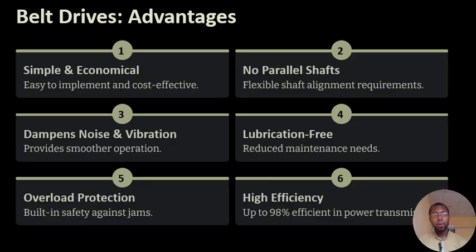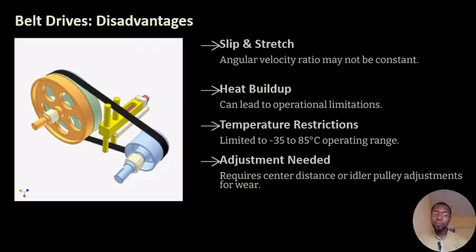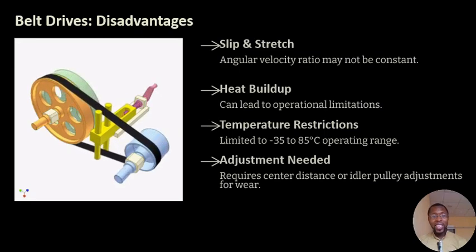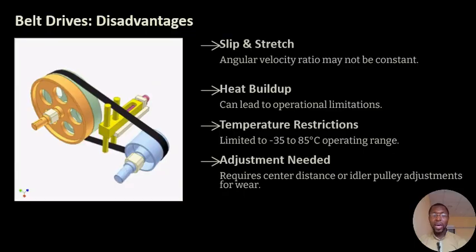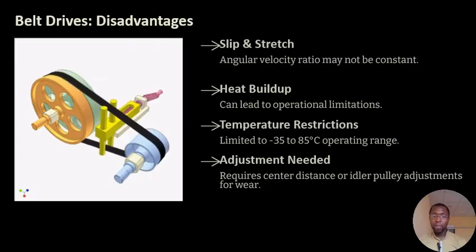advantage. But then, whatever has advantages also has disadvantages. Can we now consider some of the disadvantages of belt drive? Firstly, one disadvantage about belt drive is that it slips and stretches. It slips off its position and stretches. When that happens, the angular velocity ratio will not be constant, and the effect of this is that it will reduce its efficiency.